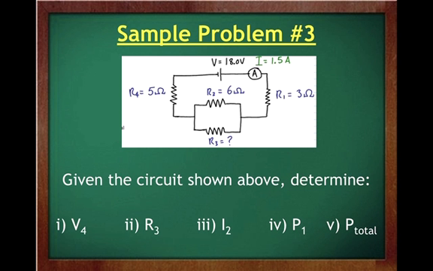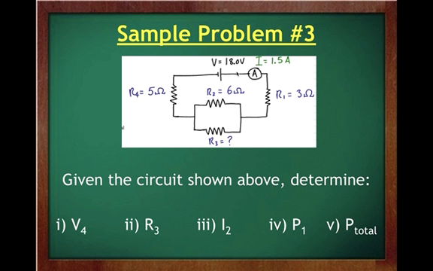So this will be our last problem that we'll do, again using different combinations of Ohm's law and Kirchhoff's laws. In this one, given the circuit shown above, we're going to determine the following things. We're going to find V4, so what's the potential drop that's happened here? We're going to find the resistance at 3. What is the value of this resistance in ohms? We're going to find the current that's passing through this.